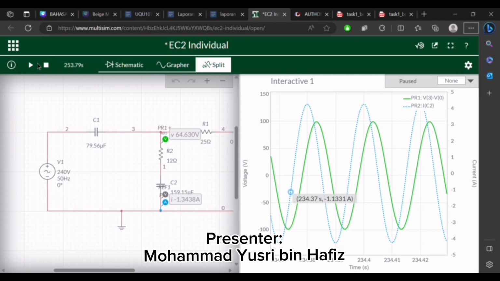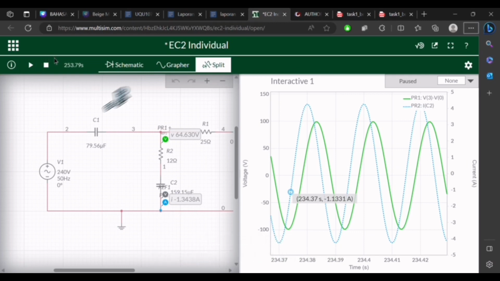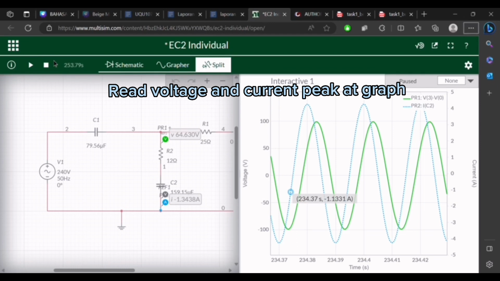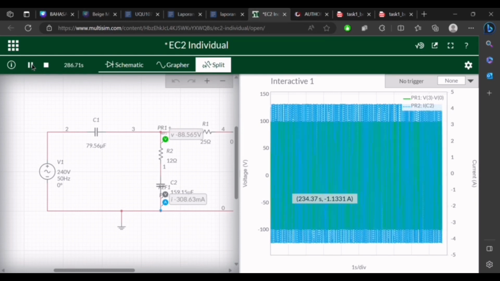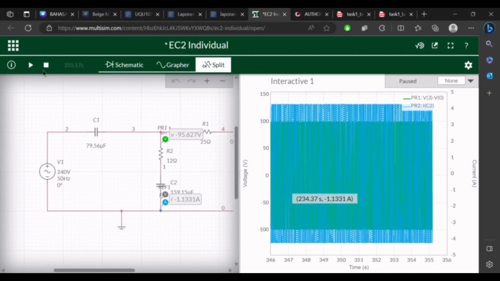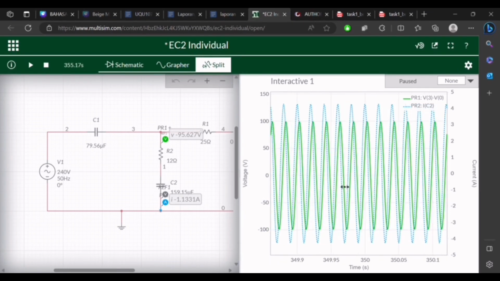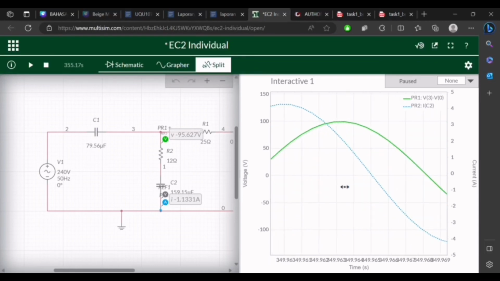Okay, now I want to show you how to read the current peak and voltage peak at the graph. First, we need to run the simulation. Okay, at the moment you just pause the simulation. When it is already paused, you go to the graph and just scroll up until you can see the range a bit.